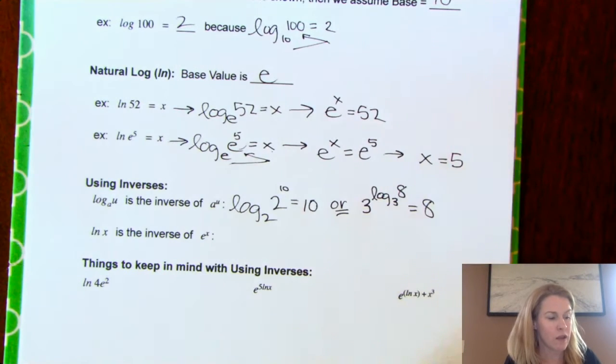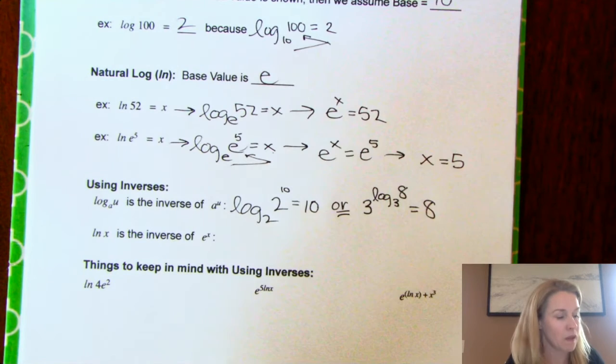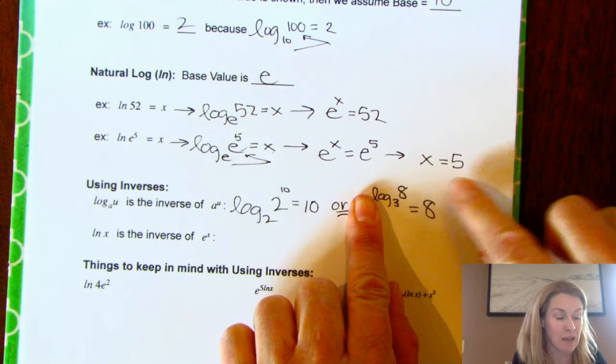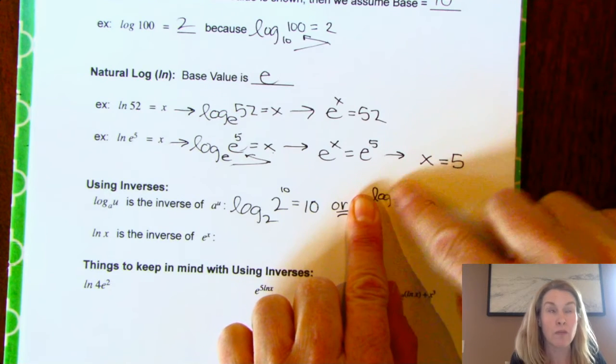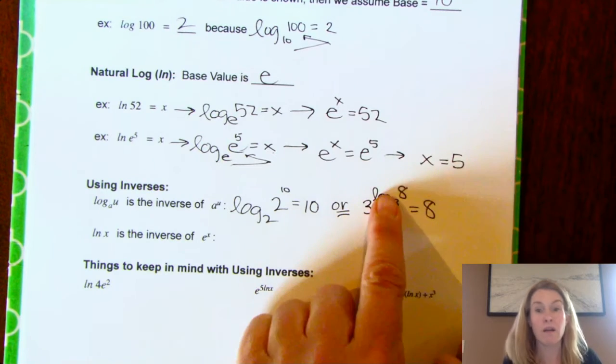Right? Log base 3 of 8, let's say, equals m. So 3 to some power, 3 to the mth power gives me 8. So this is m. 3 to the mth power gives me 8. This whole thing is m. 3 to the mth power gives me 8.